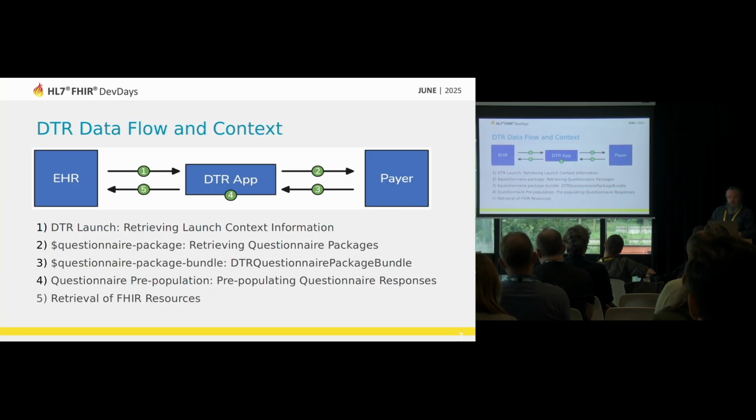A little bit about the data flow and context of DTR. The SMART on FHIR app launches from the EHR, passing the launch context information. It receives the questionnaire as well as any supporting libraries in CQL and value sets in a packaged bundle. And then it uses that to populate, pulling data from the EHR when it can.